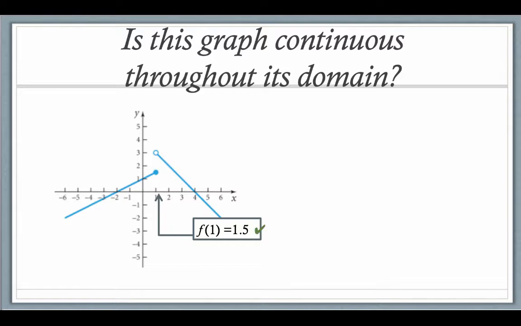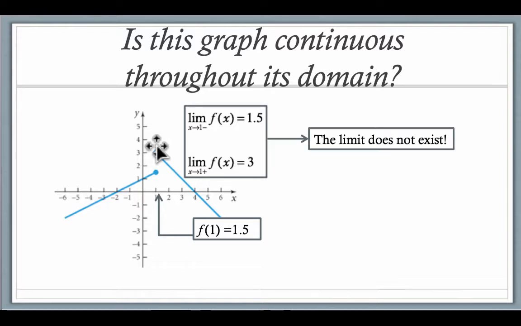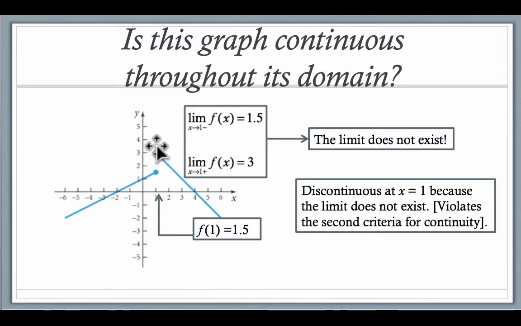The second criteria is, is there a limit there? So if I look at the limit as x is approaching 1 from the left, it's at about 1.5. But if I look at the limit as x is approaching 1 from the right, well, that's at about 3. Because those are two different values, the limit does not exist. Because the limit doesn't exist, this function is discontinuous at x equals 1. It violates that second criteria.